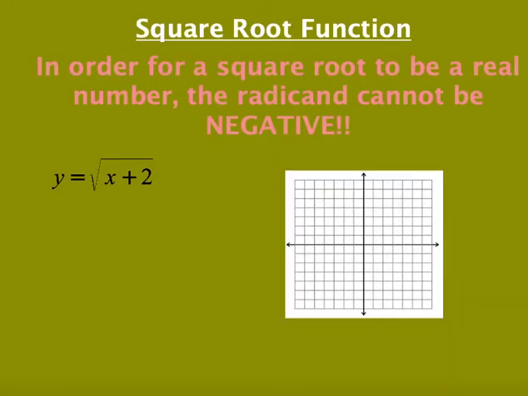All right, so let's go over some properties. The first thing that I mentioned when I graphed is that in order for a square root to be a real number, the radicand, that's the piece under the radical, cannot be negative.